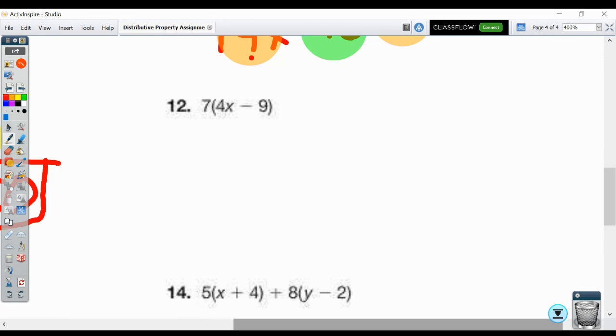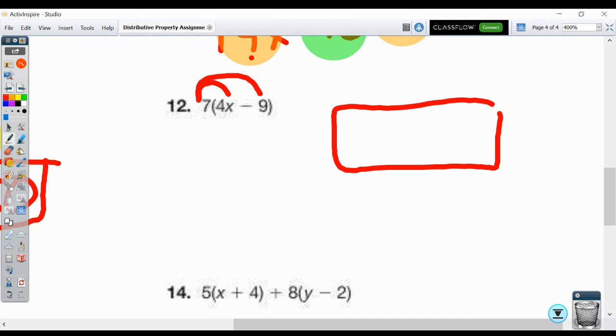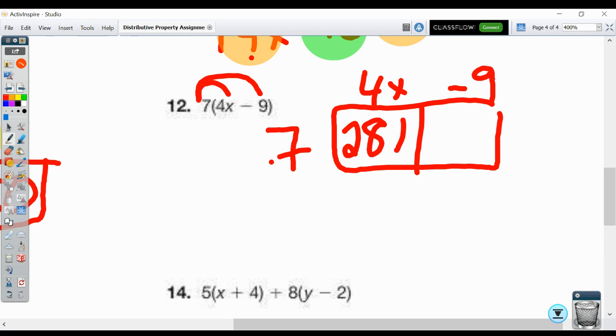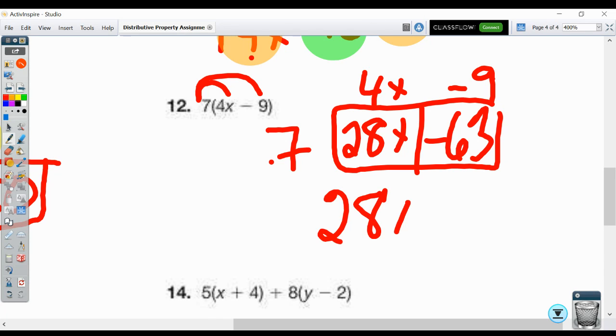Number 12, again, I'm going to draw my arrow, or I can do the box method. I'll do the box method. I've got a 7, I've got a 4x, and a minus 9. 7 times 4 is 28x, and then 7 times minus 9 is going to be minus 63. So my final answer is 28x minus 63.